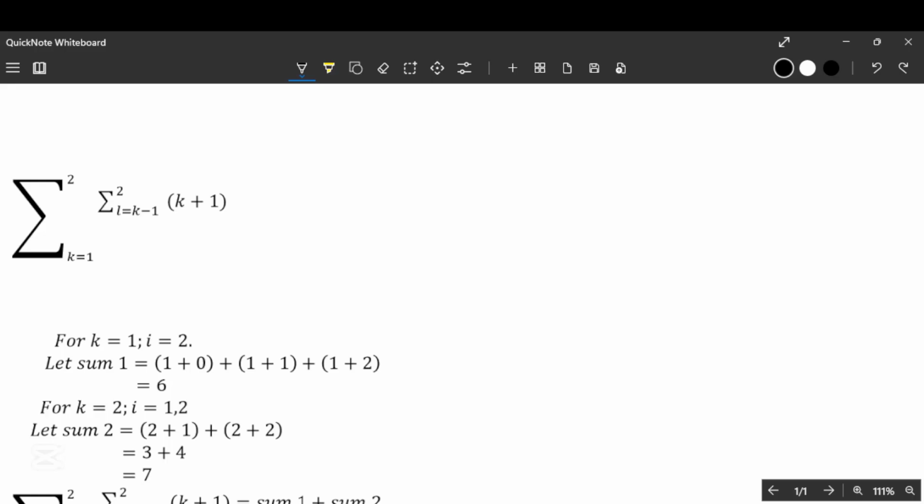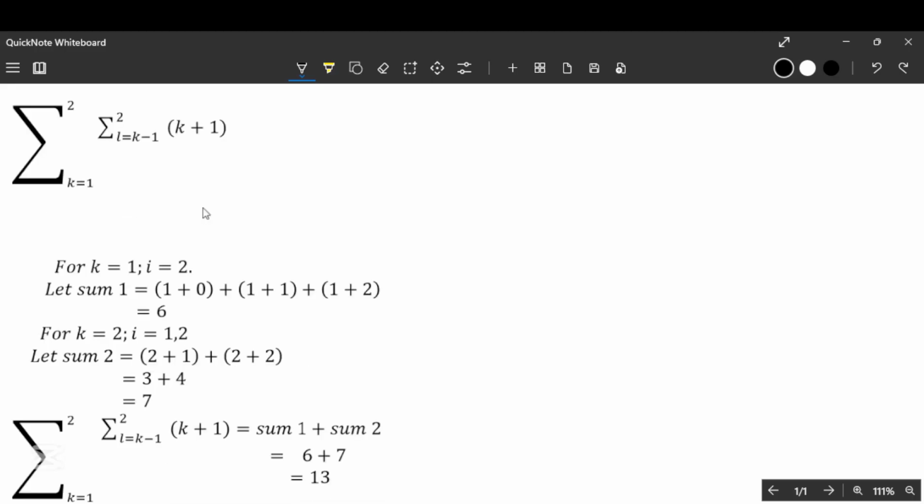In this case, we have our double summation with the first part i equals k minus 1, and k ranges from 1 to 2. In this case, our i will take a value from k, but our i will end at 2. Meaning when k is equal to 1, then our i will be equal to what? 2. In this case, for k equals 1, i equals 2.